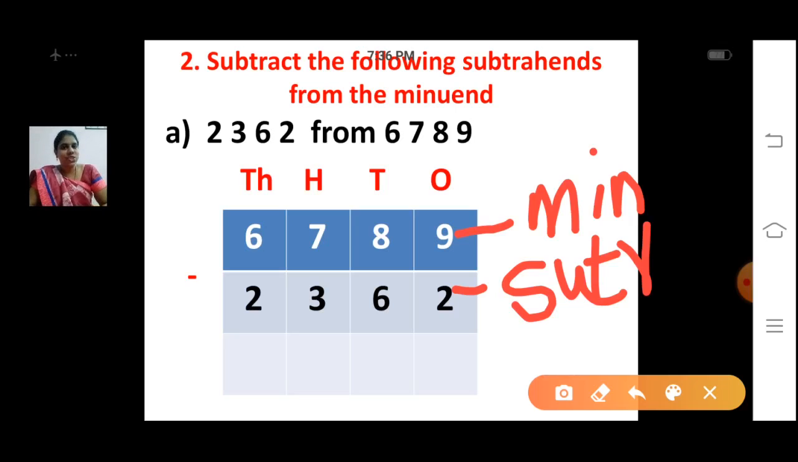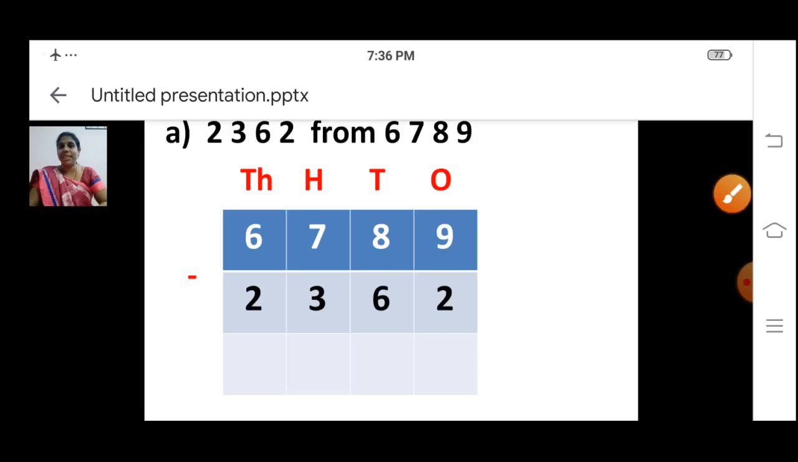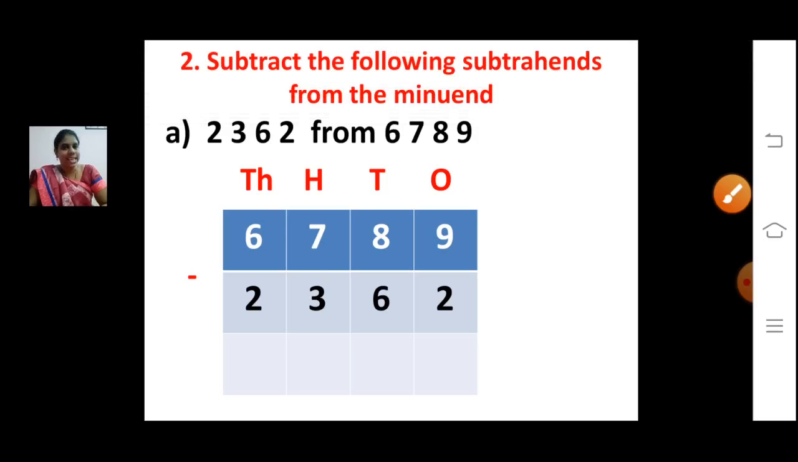So now let's write the first sum. Subtract the following subtrahend from the minuend. Which one do you have to write at the top? The bigger number, the minuend. Usually you have to write the minuend at the top. Don't write the subtrahend at the top or else the entire sum will go wrong, because in the sum you are going to write the numbers. Right?